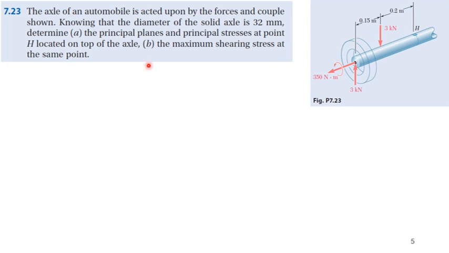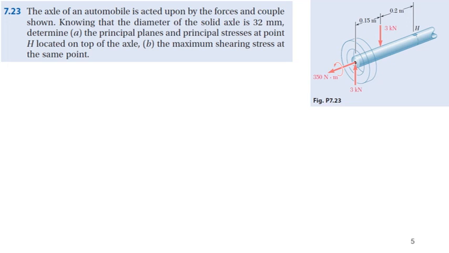Okay, knowing that the diameter of the solid axle is 32 millimeter, means the diameter is given as 32 millimeter. First we have to find the principal planes and the principal stresses at point H located on the top of the axle. So at this point we have to find principal stresses and principal planes, and in part B we have to find the maximum shearing stress at that point.